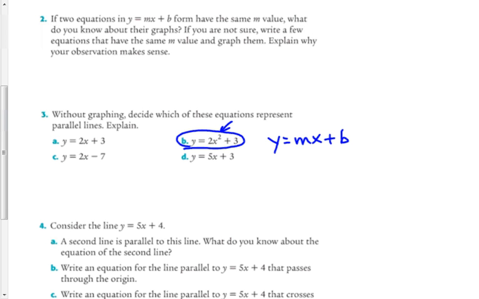Then if you're looking at the other ones, think about what the coefficient m does. That is the rate of change. It's the slope. And so if it has the same rate of change or slope, it should be parallel, as long as it's not exactly the same line. We'll just take a quick look at that.